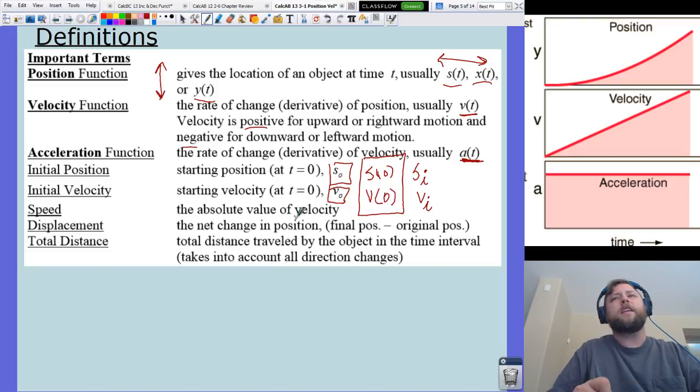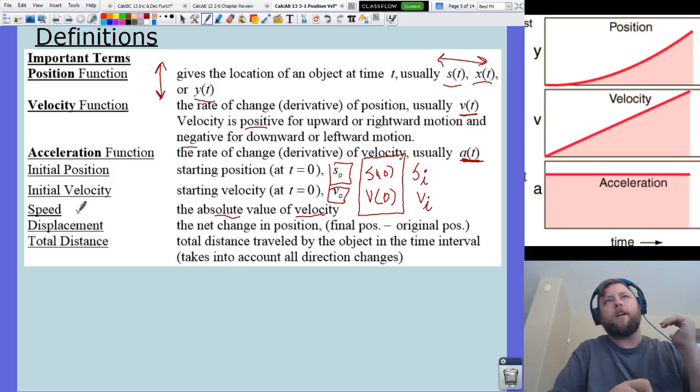Your speed is the absolute value of velocity. So velocity can be negative, speed can't be negative. If you're going backwards 10 miles an hour, your speed is 10 miles per hour, but your velocity is negative 10 miles per hour.